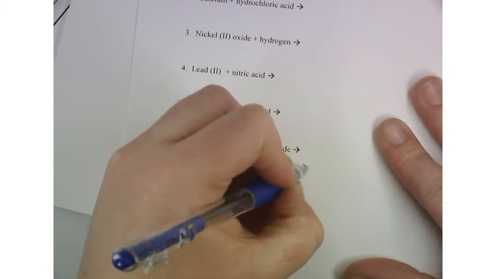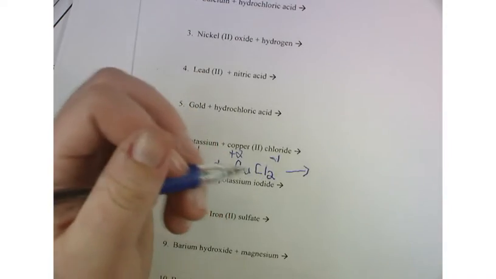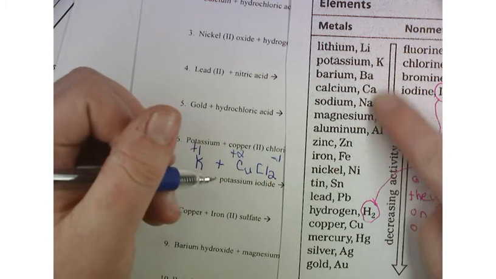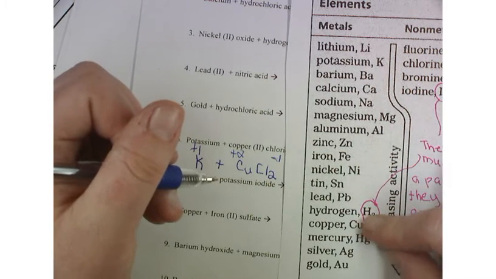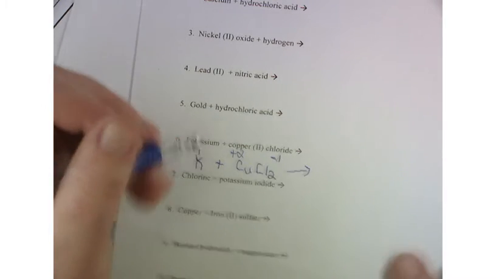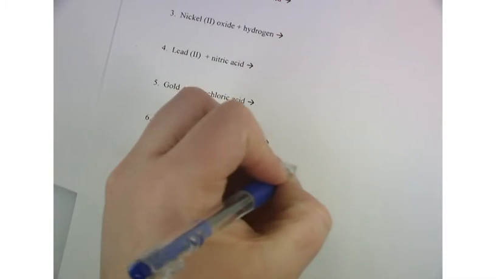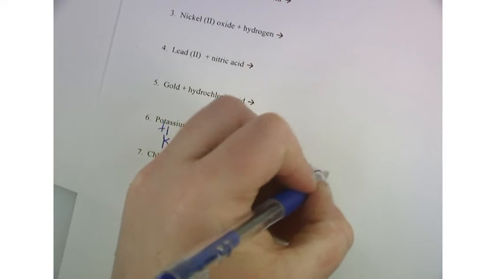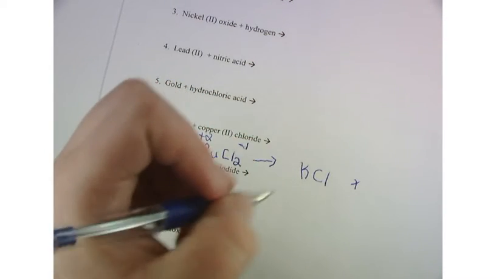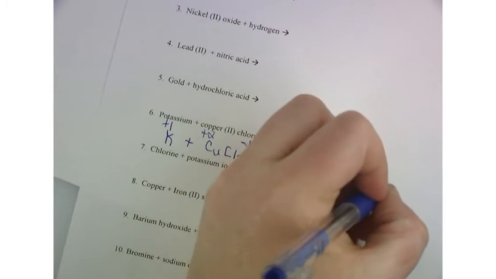Then I draw a line here. So let's double check on our activity series. We need to see where potassium is. It's pretty high up on the ranking. It is definitely above copper, which is way down here. So this reaction would actually occur. So we're going to end up with KCl plus copper.